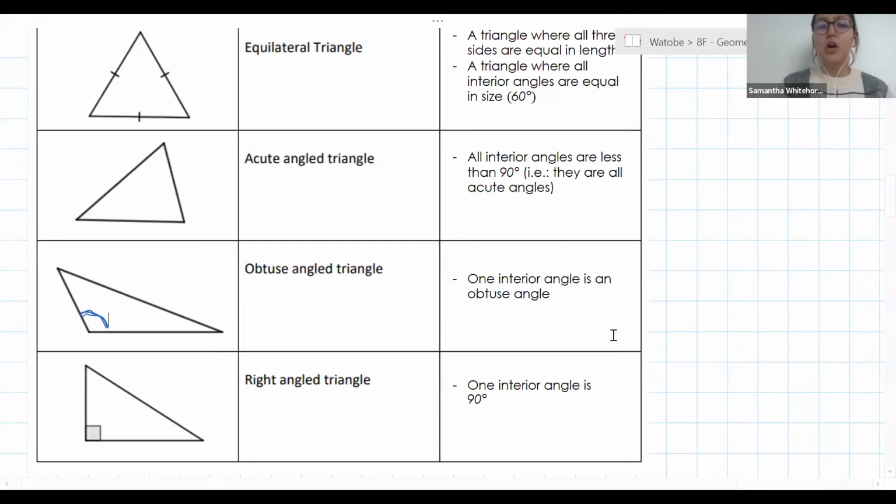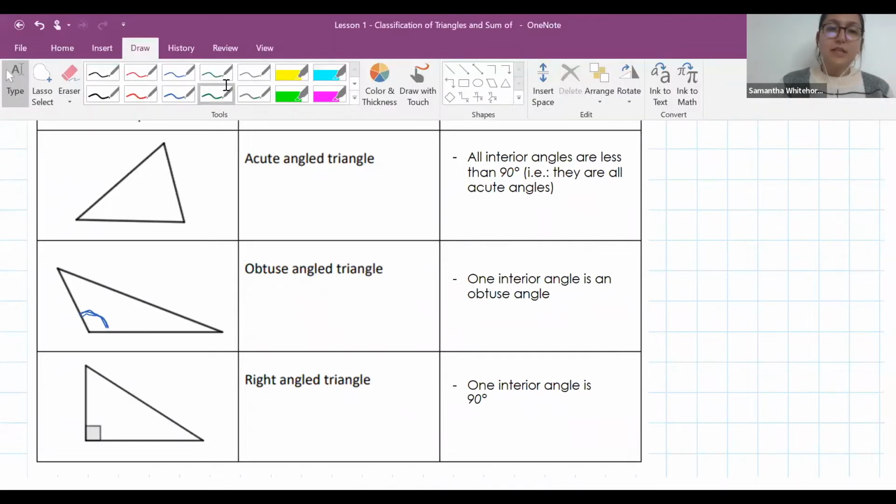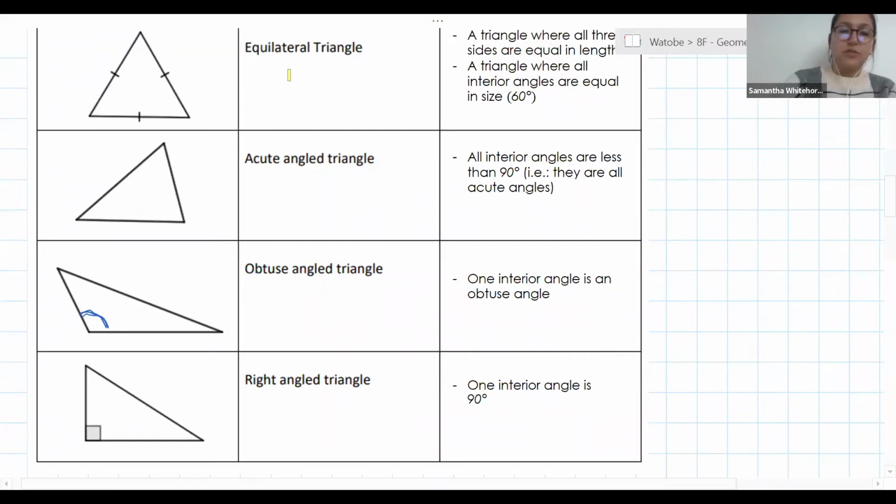But basically, one of the interior angles is 90 degrees. Now, we have discussed this, and if you're new, don't stress. You can go watch the videos. Remember, this little square or this little block that is shown on a diagram in geometry means that an angle is 90 degrees. So whenever you see that, you know that that size is 90 degrees.